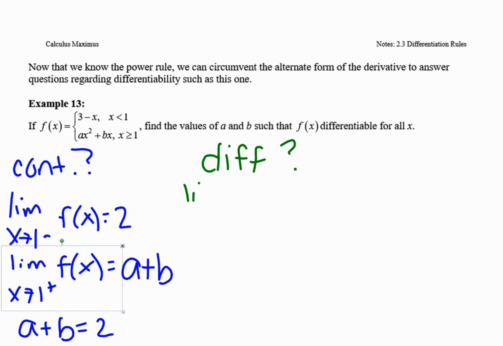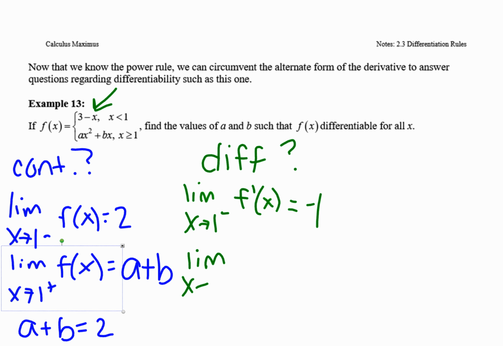We have the limit as x approaches 1 from the left, f prime of x. Think about this, the derivative is just going to be -1. And then if we take the right-hand side, it would be 2ax. Okay, but x is 1, so it's going to be 2a plus b. And then we have another equation.